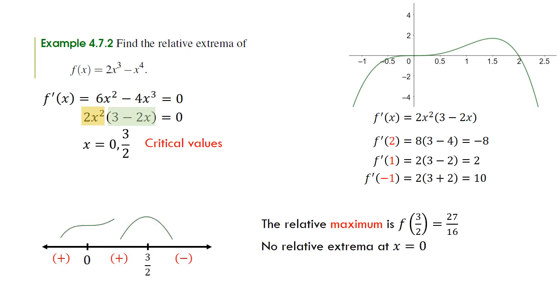If we look at the graph, the graph is increasing on the left of 0, and increasing again on the right, and decreasing on the right of 3/2 or 1.5. So there is a relative maximum at x equals 1.5 only.